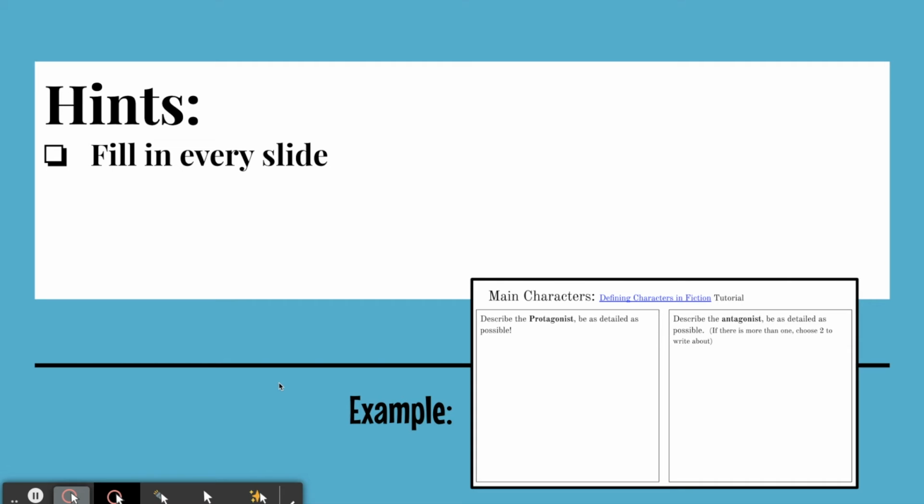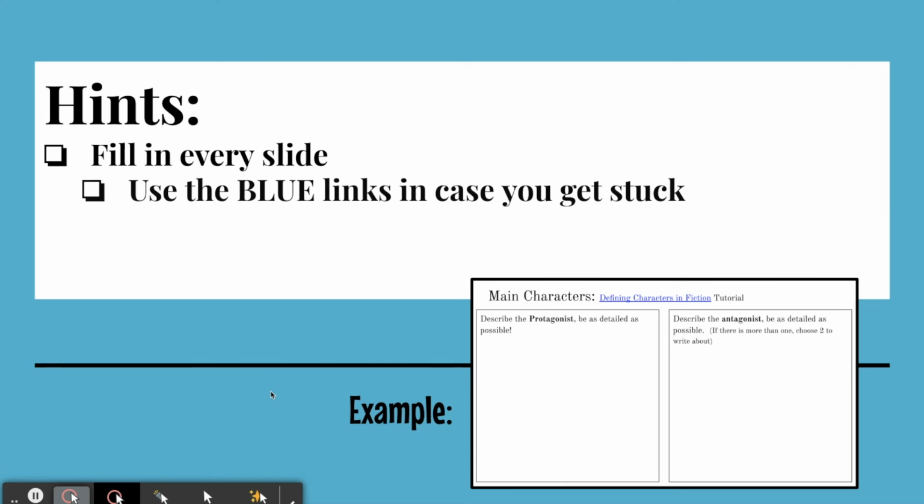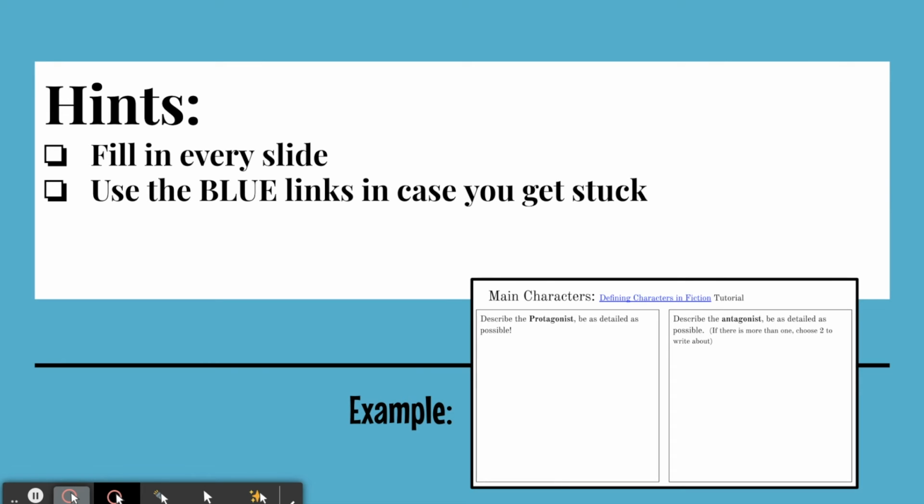All right, so then some helpful hints here would be, make sure you fill in every slide. For each unit, there's about 3 or 4 slides to fill in. It's not very much, and it's all a review of what you've learned in English class, either this year or in previous years. Again, use those blue links in case you get stuck.